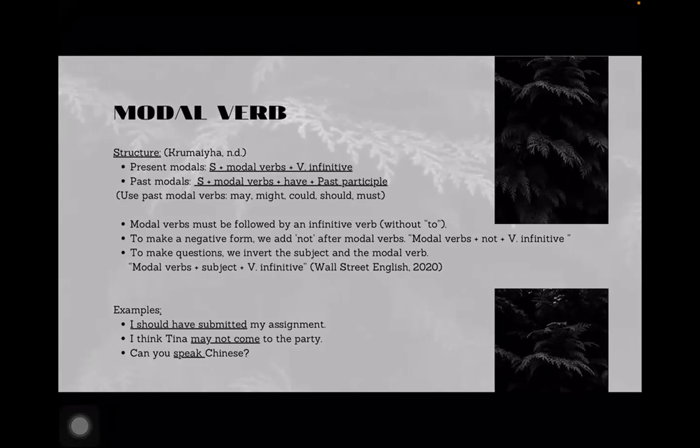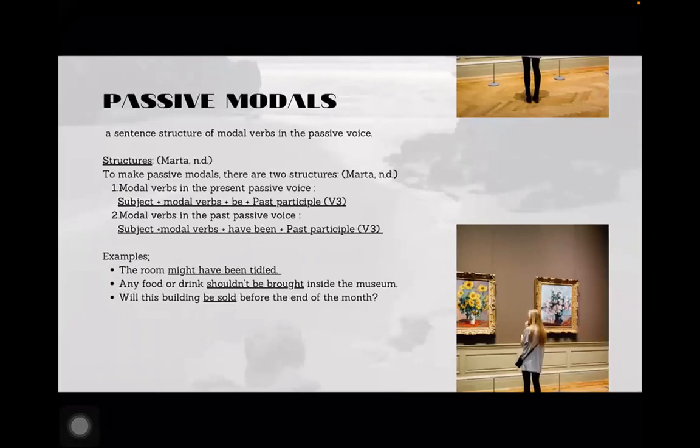So let's talk about modal verbs in the passive voice. Okay, there are 2 structures used for passive modals. The first one is modal verbs in the present passive voice. The auxiliary verb be is added after modal verbs, and the infinitive verb is changed to the past participle. For example, any food or drink shouldn't be brought inside a museum. The next one is modal verbs in the past passive voice. Past modal verbs and the auxiliary verb been are placed in this structure. For example, the room might have been tidied.